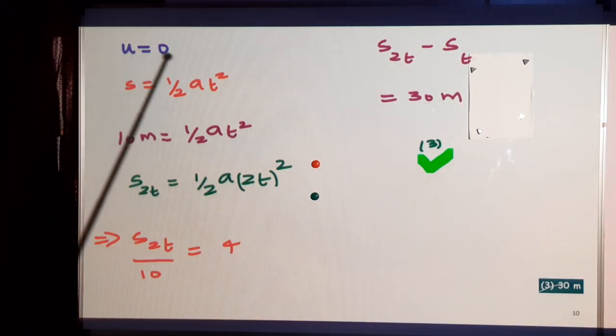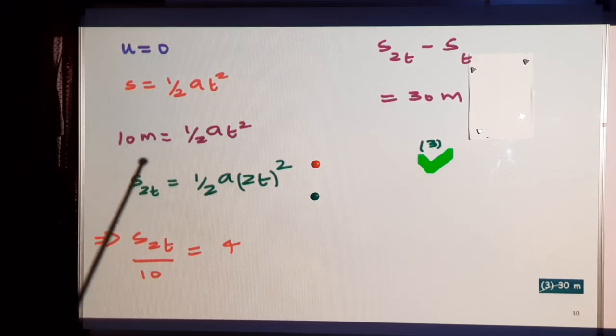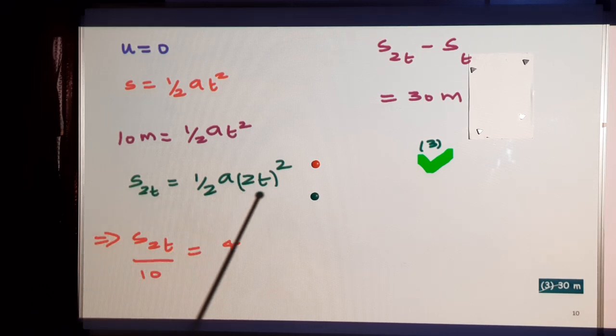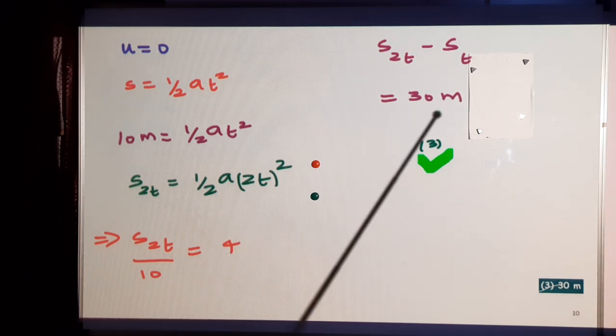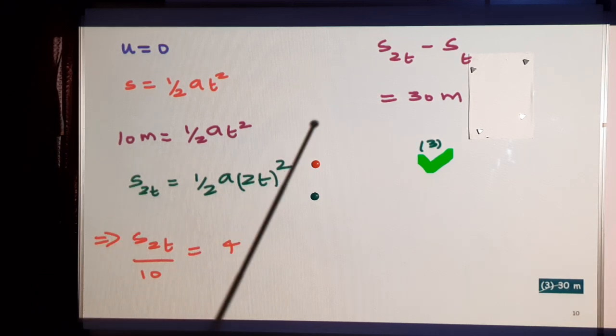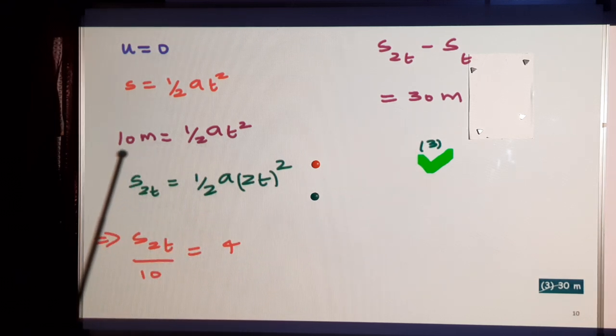So the toy is starting from rest, so u is 0. S equal to ut plus half a t square becomes just half a t square. First t seconds is 10 meters, half a t square, and then in 2t seconds, the distance traveled will be half a (2t) square. Dividing these two, I'll get 4. So S2 is 40, and S1 is 10. First t seconds traveling a distance of 10 meters, and from 0 to 2t, it's traveling a distance of 40 meters. So in the second t, the distance traveled is 40 minus 10, which is 30 meters.